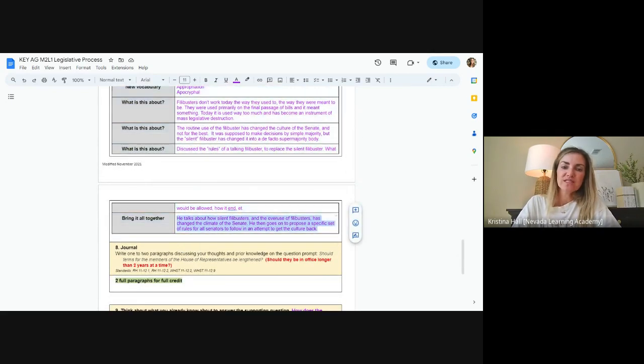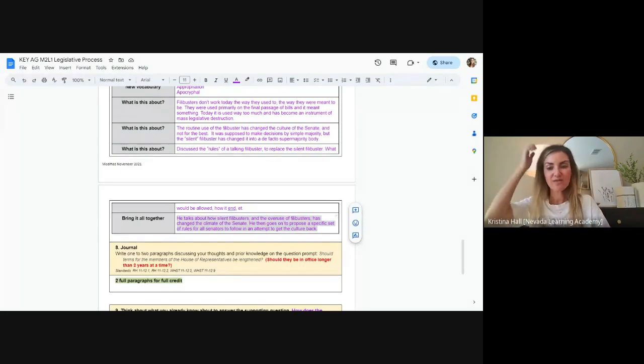So overall, what is this about? He talks about how the silent filibuster is hurting them politically. It is causing disunity in the Senate instead of unity. Instead of encouraging an environment of working together, it's causing divisiveness. And that is not going to help our government. And I agree actually a lot with his article. Filibuster can be a good tool, but it's overused the way it's been written currently.